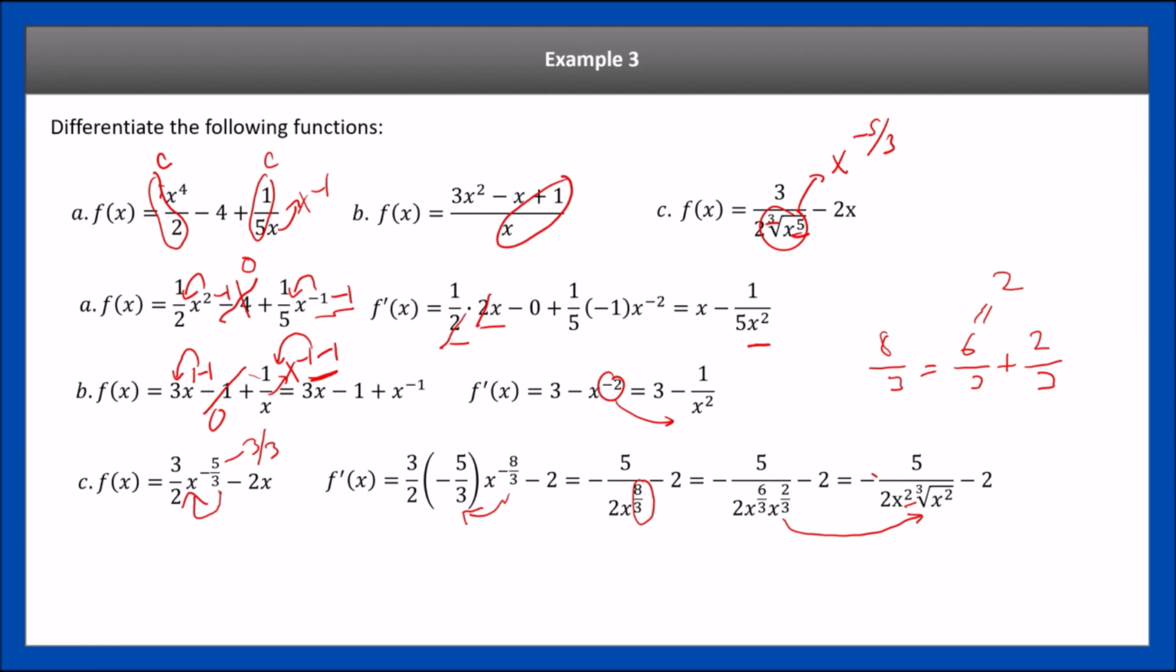All right, and then the 2x, this is an invisible 1, so bring the power down, and then subtract 1 from the power. So that just becomes -2. Okay, so hopefully that makes sense. I know there are all different parts to it, but overall, it's just a bunch of power rules.